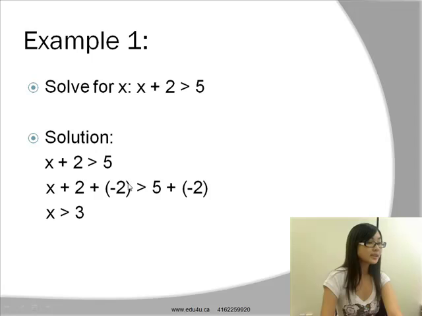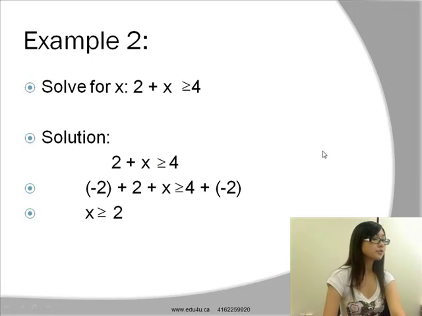We then add negative 2 on both sides of the inequality. That will cancel out this 2 and isolate the x. And on this side it will give us 5 plus negative 2, that's going to be 3. So the final answer is all x that's bigger than 3 will satisfy this inequality.